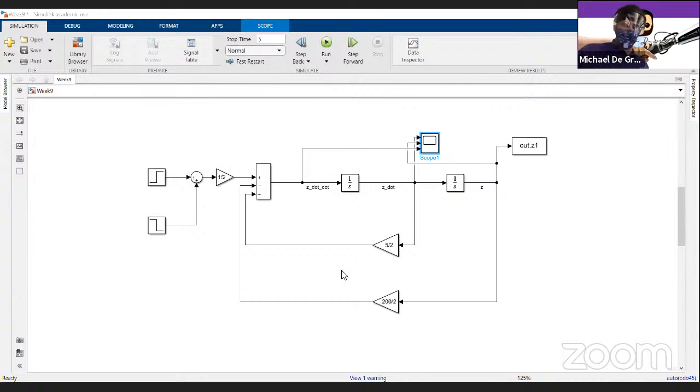So what do we got going on? I've got my gains. I've got 5 over 2 and 200 over 2. That's k over m and b over m. Okay. Notice my input, right? I've got 2 inputs. I've got 2 step functions.